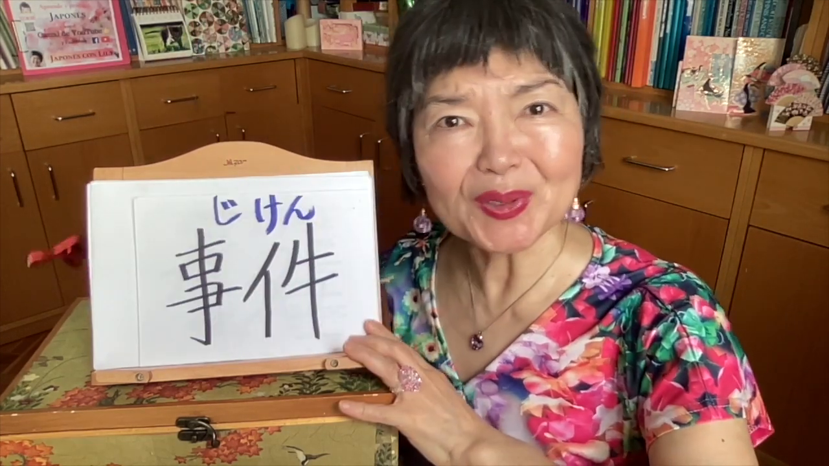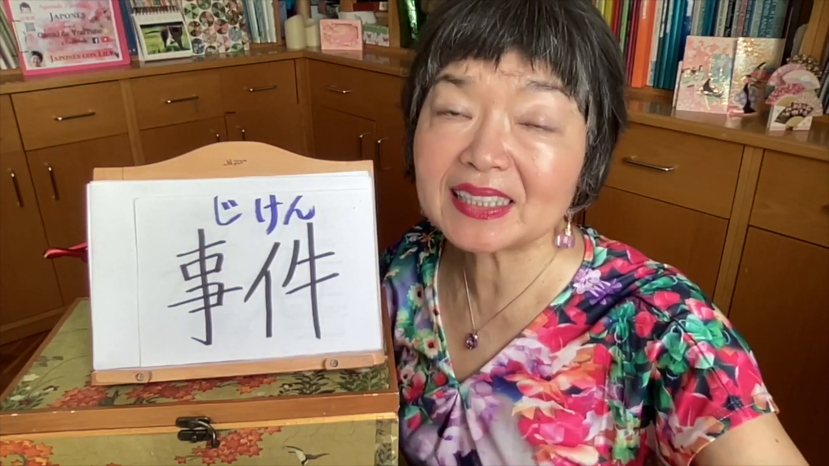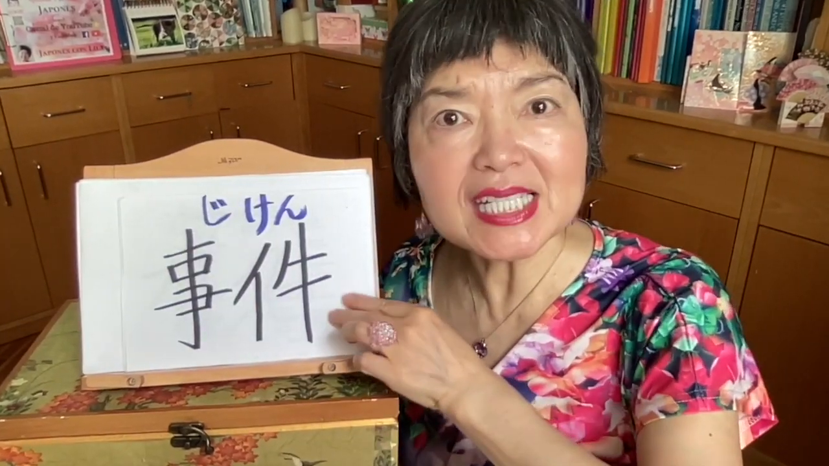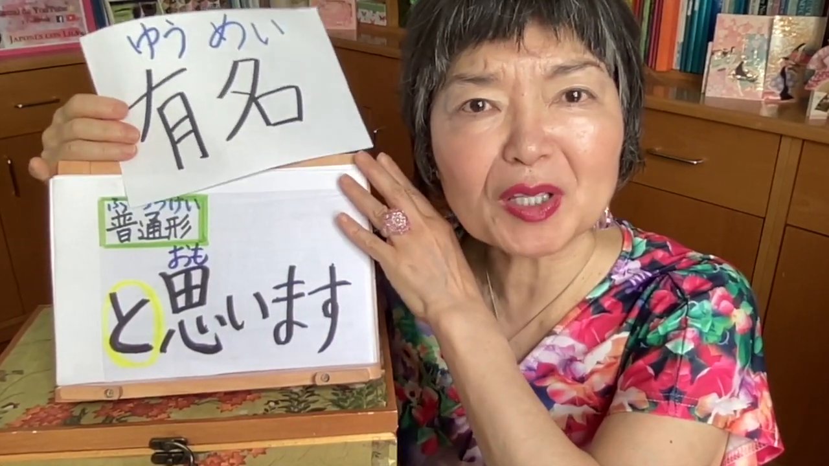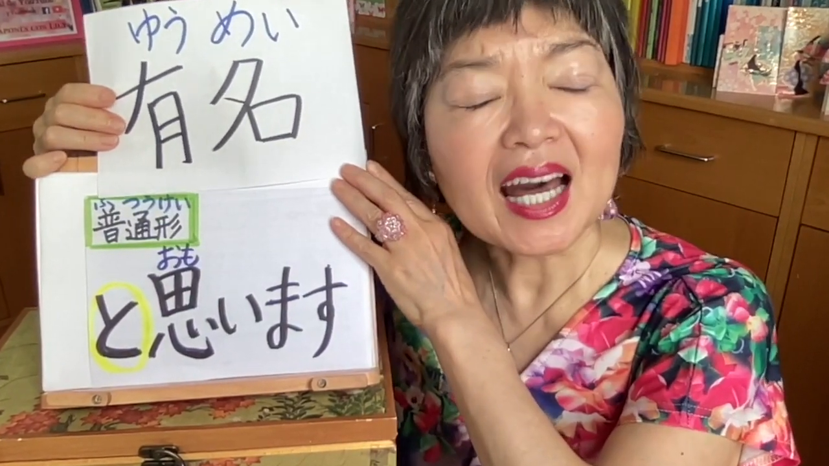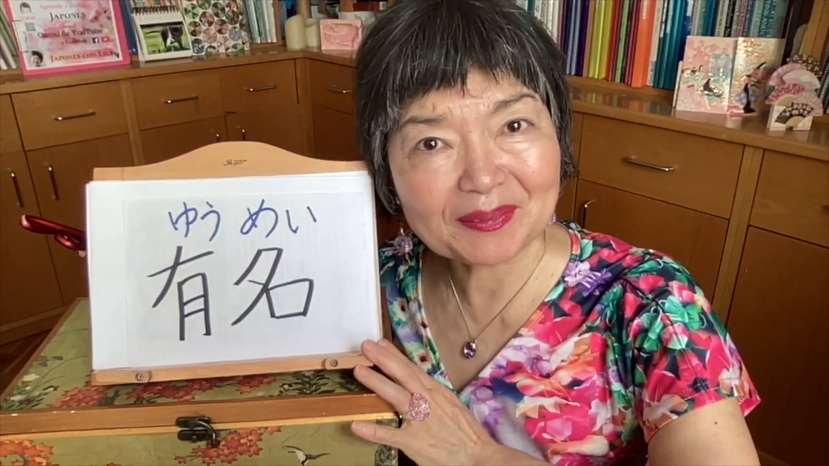Vocabulary 5 years ago, we say 5年前。New word for you. 事件。This is case or incident or event. But this is not an accident. This is a case. あの事件は有名だったと思います。5年前、あの事件は有名だったと思います。Now the past negative.